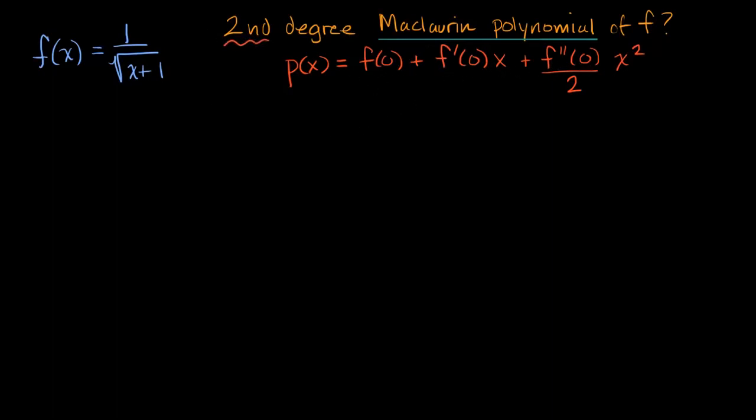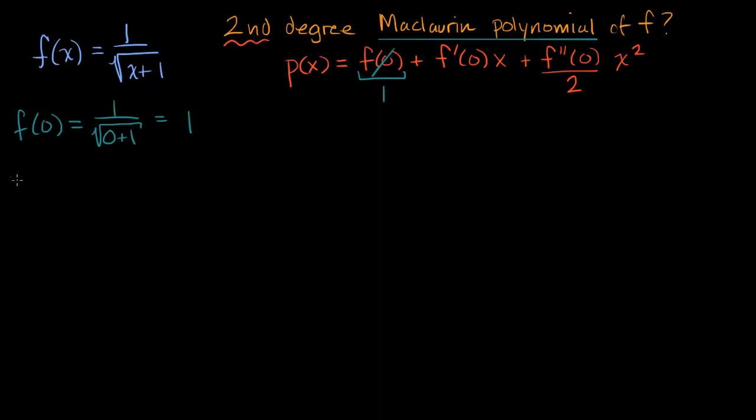So let's see if we can evaluate these. Let's see if we can evaluate the function and its derivatives at 0. So f of 0 is equal to 1 over the square root of 0 plus 1. Well, that's 1 over the square root of 1, the principal root of 1, which is positive 1. So that's just going to be equal to 1. So that right over there is equal to 1.